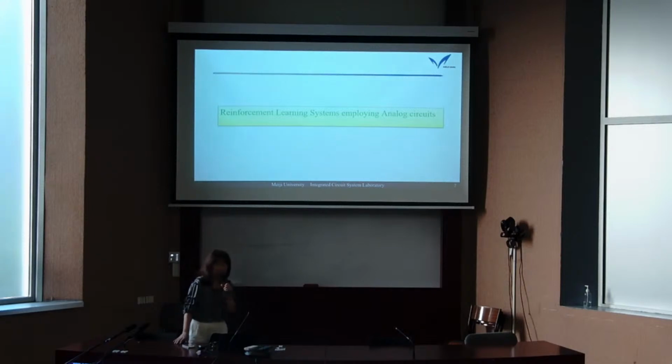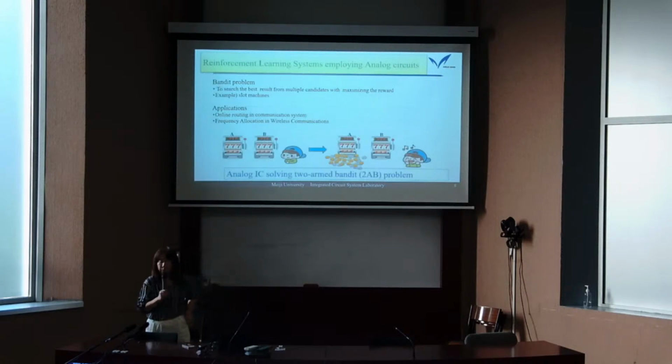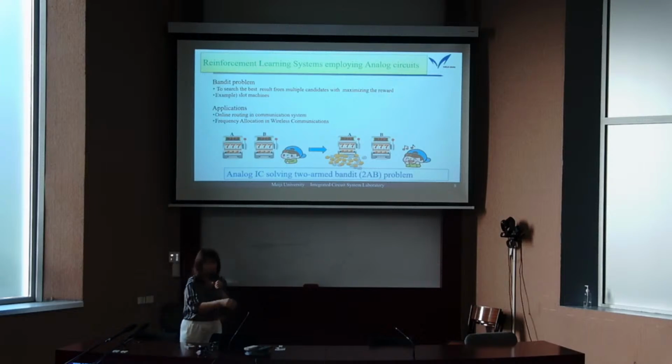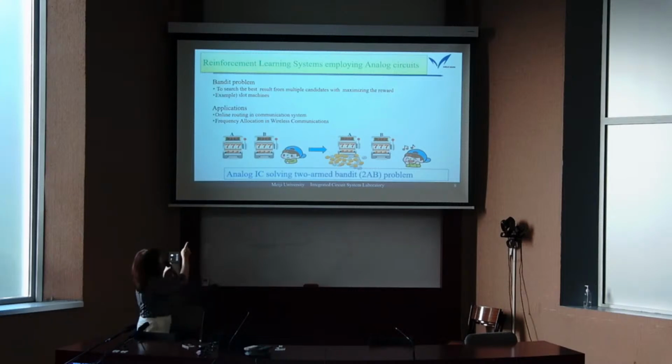So the first topic is reinforcement learning system employing analog circuit. We focus on the bandit problem. The bandit problem is well known, so I will show you an example. This slot machine is very useful to explain the bandit problem. There are two machines, A and B, and this boy is going to select the machine which will give him more reward. So he tried to play each machine, and in this case machine A gives a very good reward to him, so he selected machine A as good.